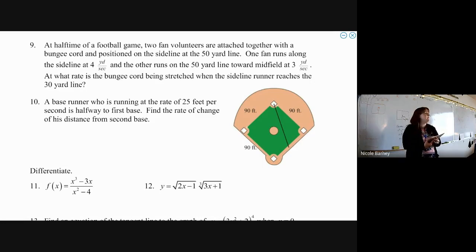They would never, on an AP test, expect you to know something like, oh, the bases are 90 feet away. They will give you information that you need like that. Okay, so here's our picture. He starts here, and he's halfway to first base, so he's right here, 45 feet. And we want to find the rate of change of his distance to second base.